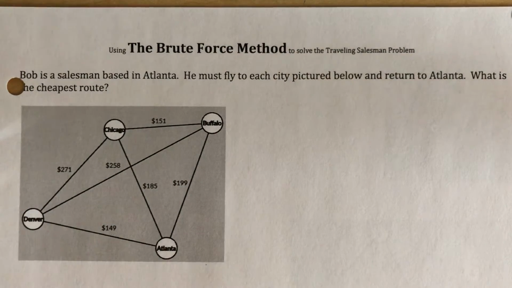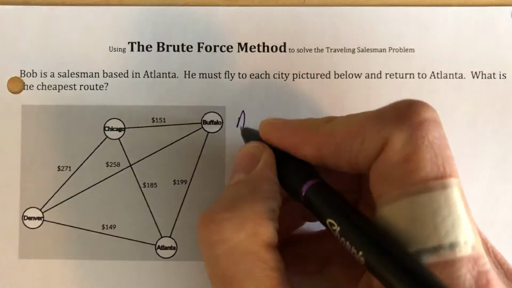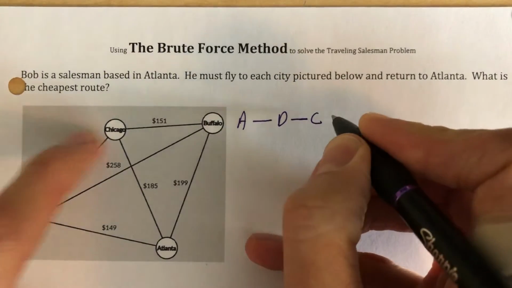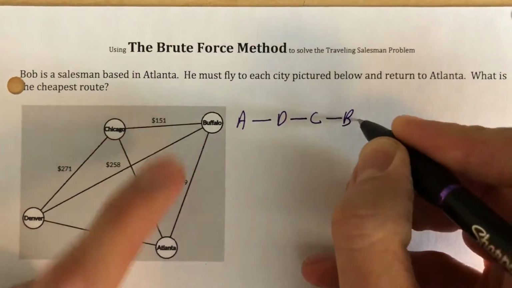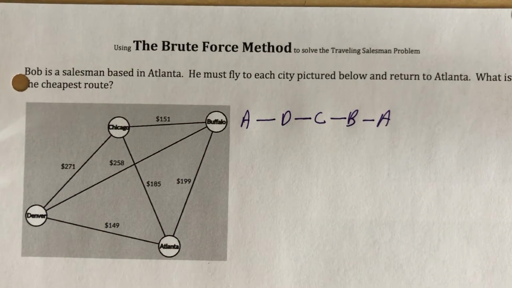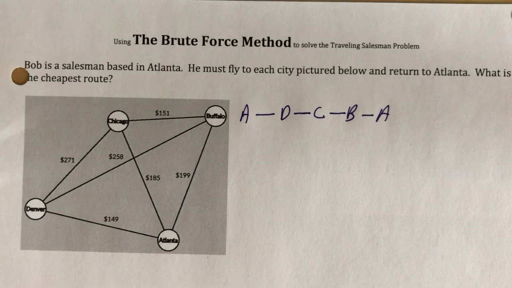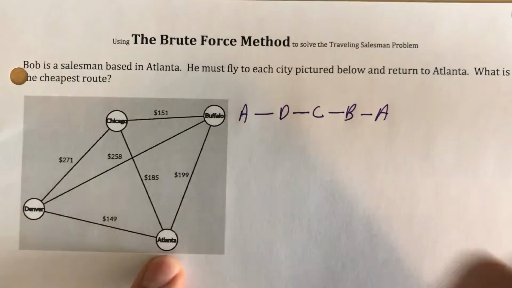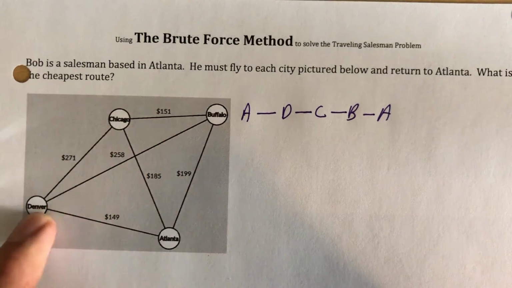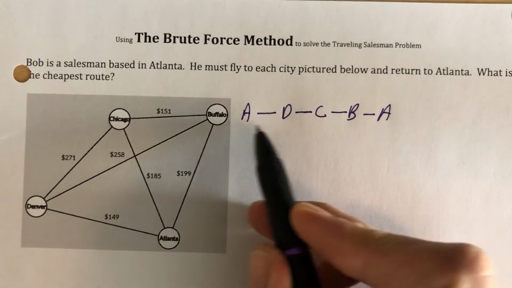What we're going to do is just list every single possibility, okay? So we could go Atlanta to Denver to Chicago to Buffalo, back to Atlanta. Convenient that we're using A, B, C, and D, right? And we could instead go backwards: A, D, C, B, A. That would be backwards from what we just wrote.